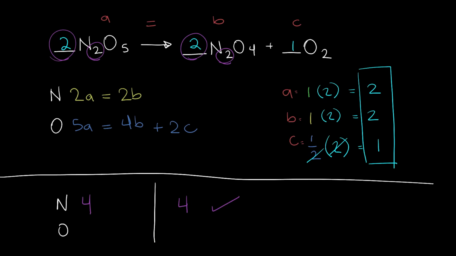Check. For oxygen on the reactant side, we have the coefficient of 2 times 5 moles of oxygen, giving us a total of 10 moles of oxygen.